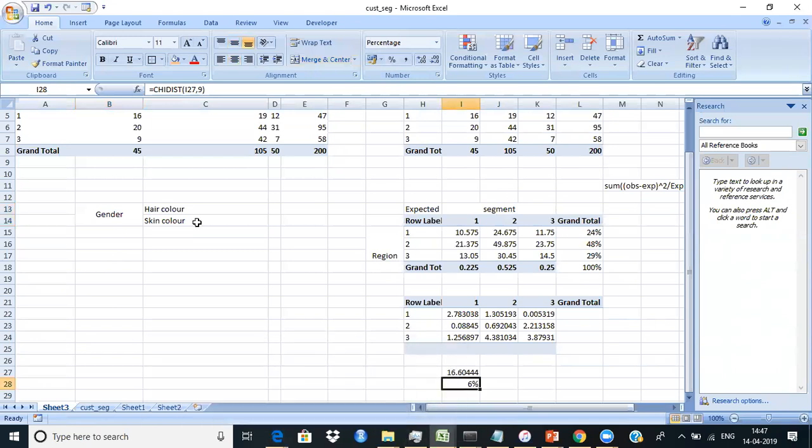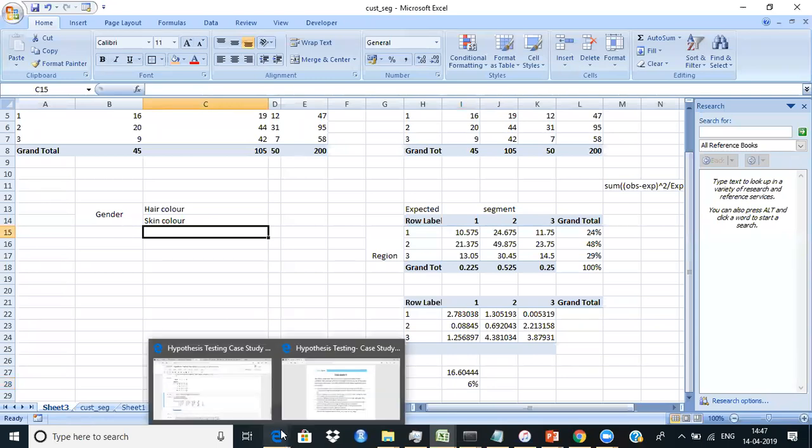Yes. Anything else? Clear? Can we use it for more than two columns? What do you mean by more than two columns? Like you mentioned gender, hair color, and skin color. Then you just have multiple chi-square tests, right? So you can do it for hundreds of columns, but you have to run hundreds of chi-square tests. Can I find out, suppose I have 10 columns, is there any relationship between the 10 columns in one go? No.